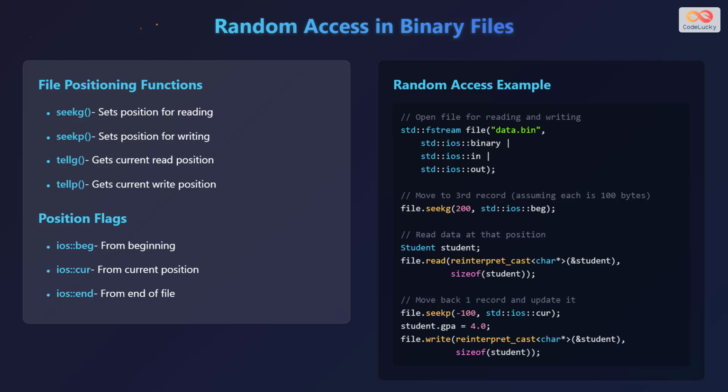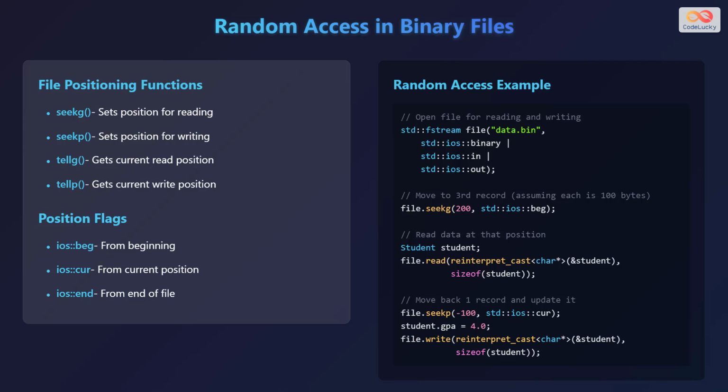The seekg function sets the position for reading in an input stream. The seekp function sets the position for writing in an output stream. The tellg function gets the current read position in an input stream. The tellp function gets the current write position in an output stream.